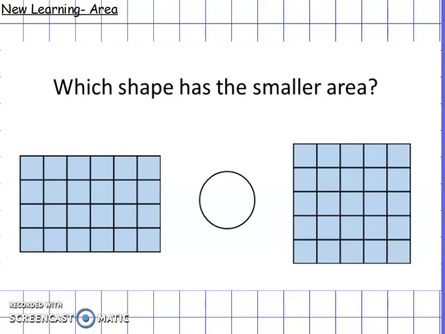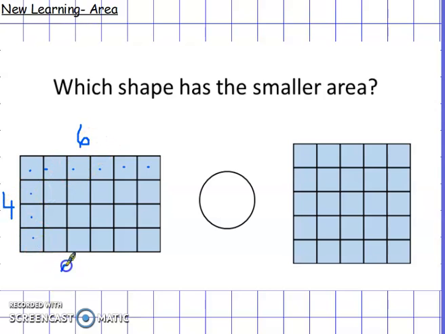Which shape has got the smaller area out of these two? I could count up all the squares, but it would take me ages. Can you think of a quicker way to do it? What I could do is count the squares going along the top. 1, 2, 3, 4, 5, 6. And then count them going down. 1, 2, 3, 4. And then times these two numbers together.